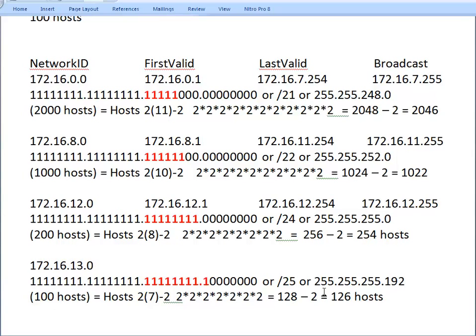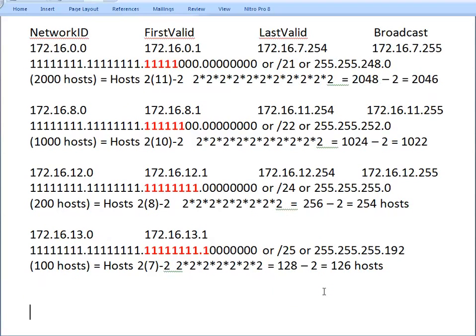So the first valid is going to be the network ID plus 1, 172.16.13.1. The last valid and the broadcast: it is better if you find the next network ID. Now this separation is happening on the fourth octet, and this bit here represents 128. So I have to increment the fourth octet by 128. So 13.128.